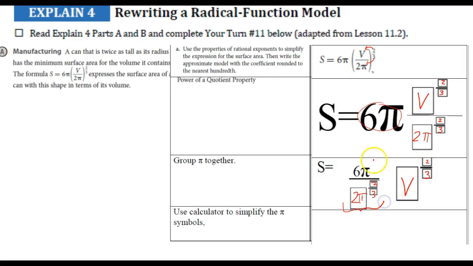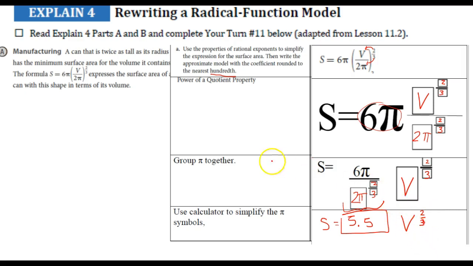Now we can simplify this in our calculator to a decimal value, again to the nearest hundredths place. So go ahead and do that if you haven't already. And that would be about 5.5. Alright, so now we have rewritten using our coefficient of 5.5. V now has its own separate space raised to the 2/3 power.